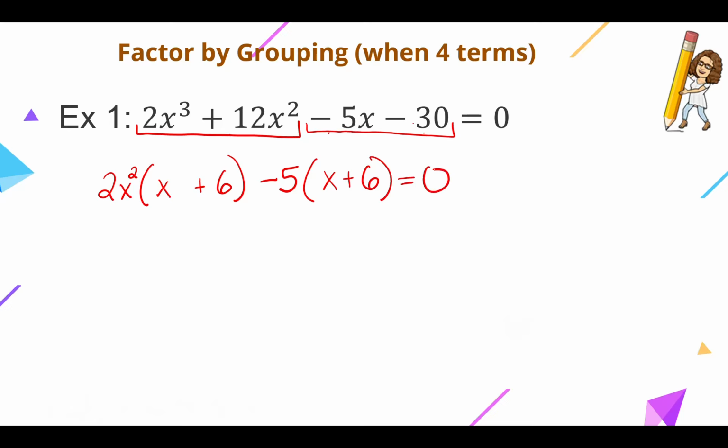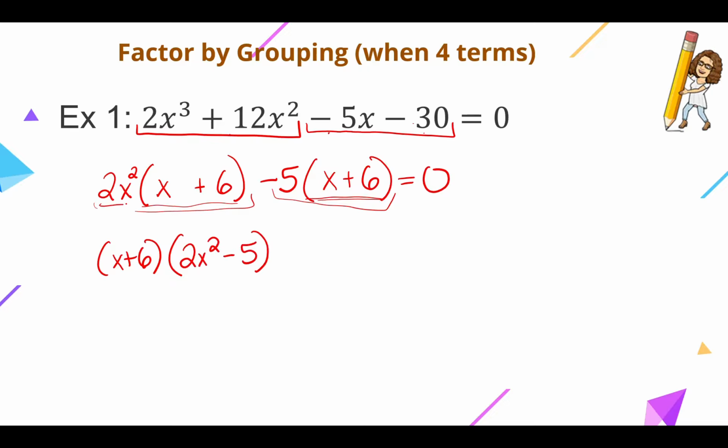Now, a good thing to note, you always want, at the end of your grouping problem, the guy that you have left behind, you want it to be the same on both of the problems. So you want it to be x plus 6 on both. So I have x plus 6 on both. Now what I'm going to do is factor out what's common between these two factors, which is x plus 6, right? They both have an x plus 6. So if I factor that out, both pieces would be left with a 2x squared and a minus 5, the outside guys.